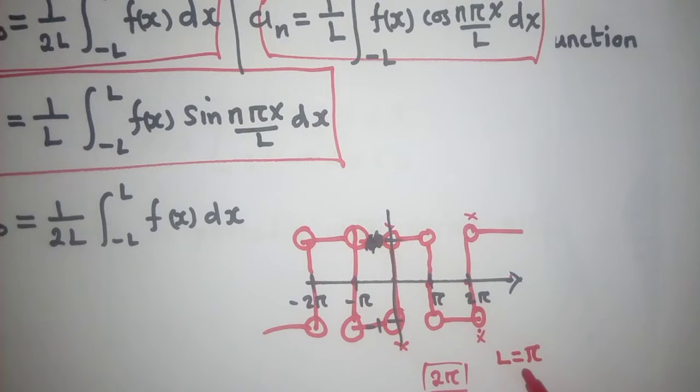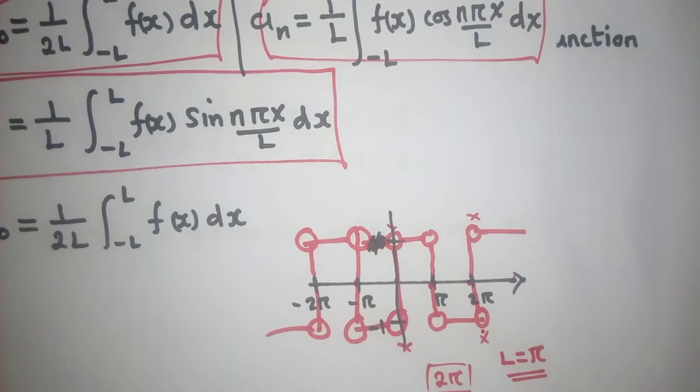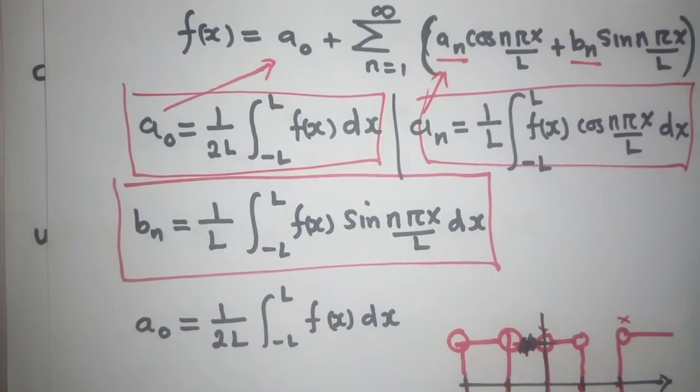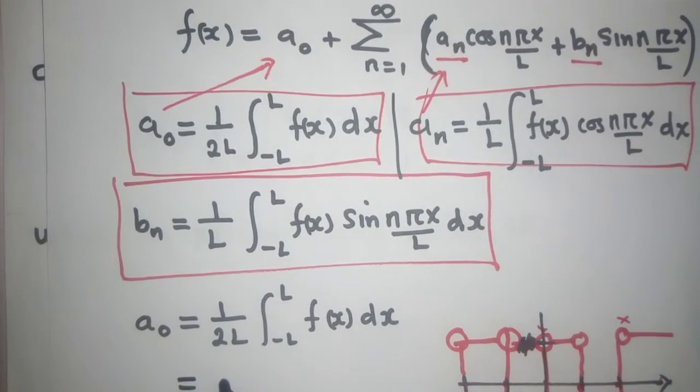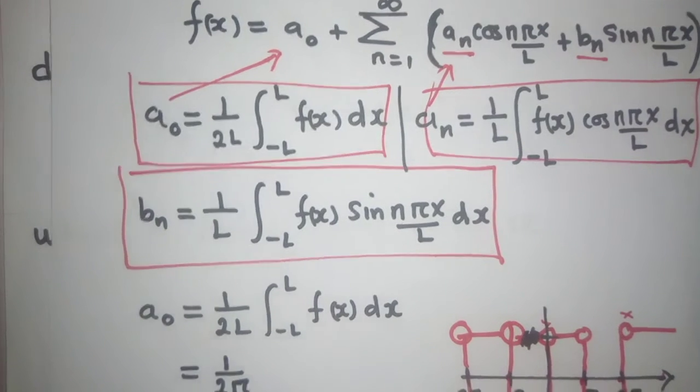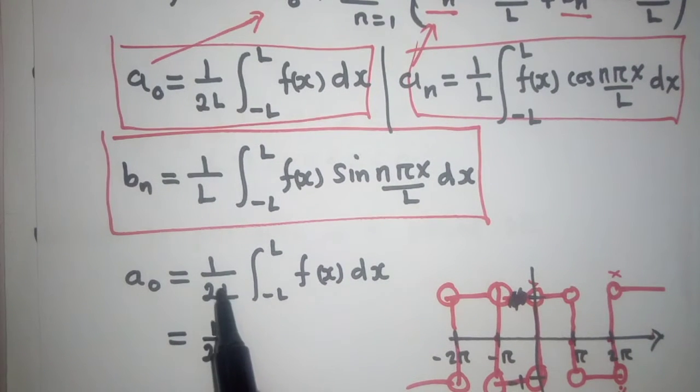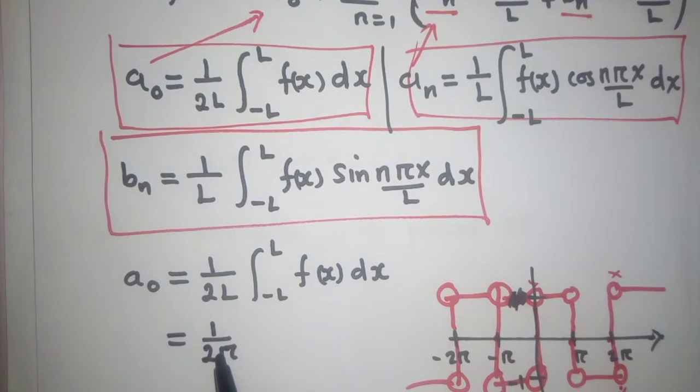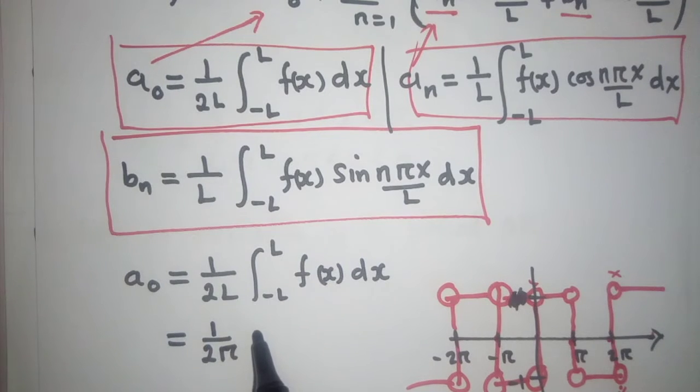Our L is just pi. So we are going to put pi right here, so it will be 2 pi. So these two together with the L will give us the period of this Fourier series.